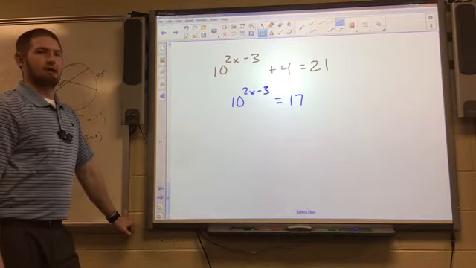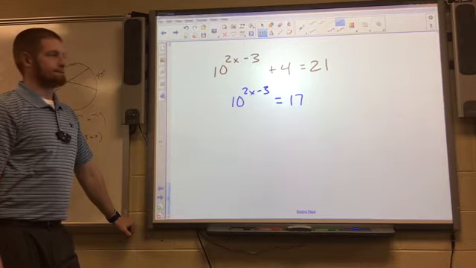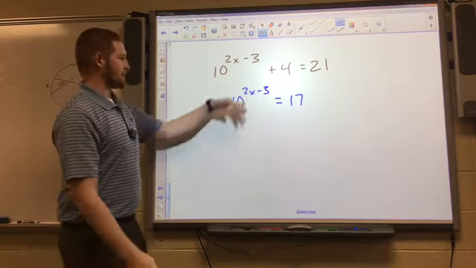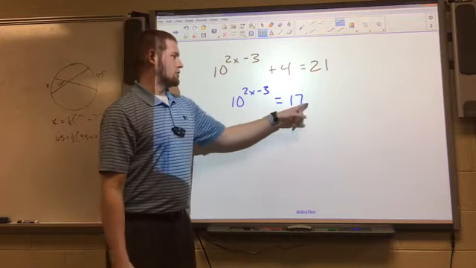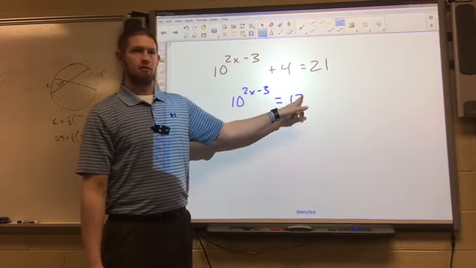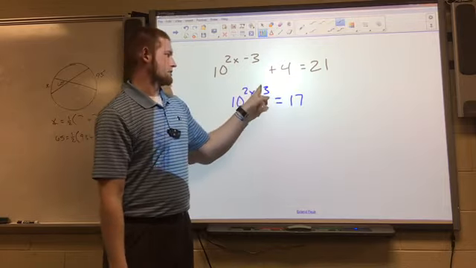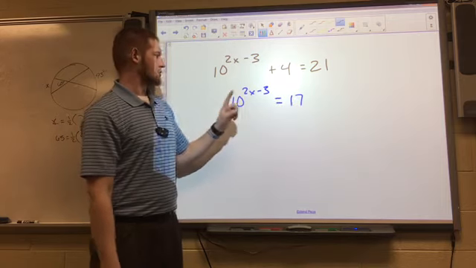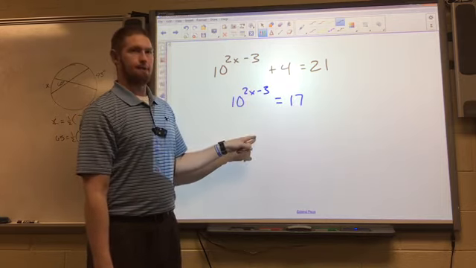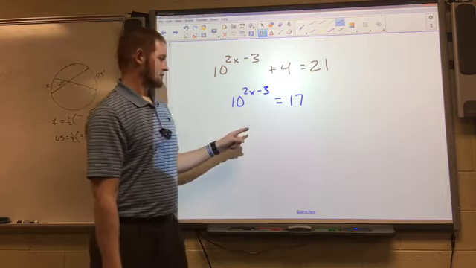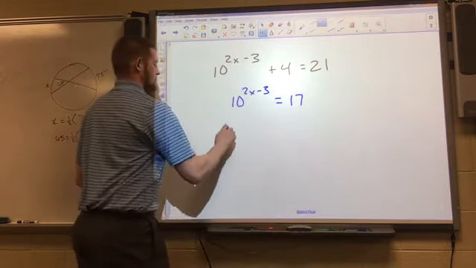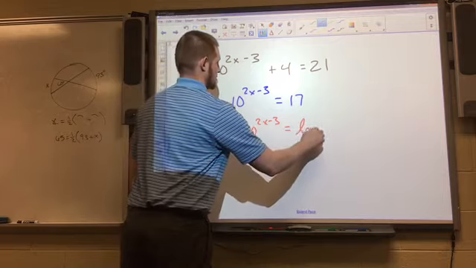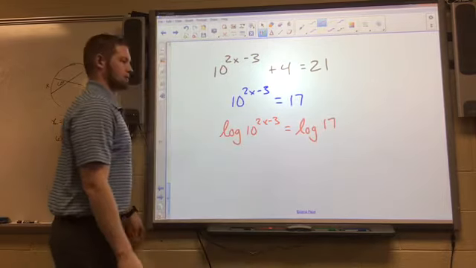What do I have to do to bring that exponent down, though? Well, let me rephrase this. You do have two options, I guess. You can either bring that exponent down, or you can change this to a 10, because then I'd be able to set my exponents equal to each other. But can I change that to a 10? No. So what do I need to do to bring this down? What log base do I need? I need log base 10. So I have log base 10 of 10 to the 2x minus 3 equals log base 10 of 17.